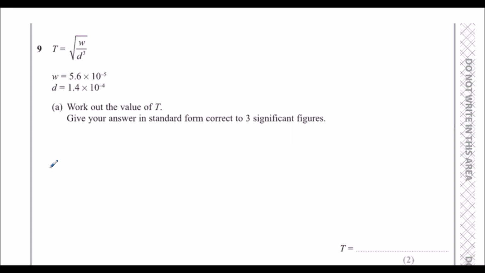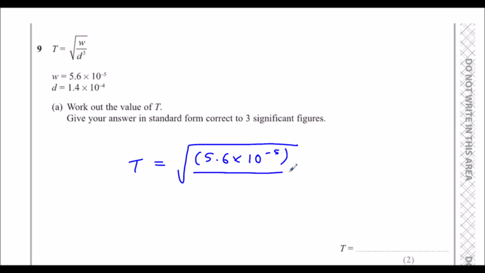Question 9. T equals the square root of W over D cubed. And we've been given what W is, and we've been given what D is. So it's just substituting these numbers into the formula we've been given. So it's 5.6 times 10 to the power of minus 5 over 1.4 times 10 to the power of minus 4 cubed. So we're just going to type this into the calculator.